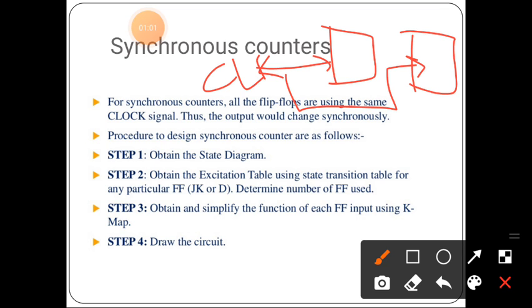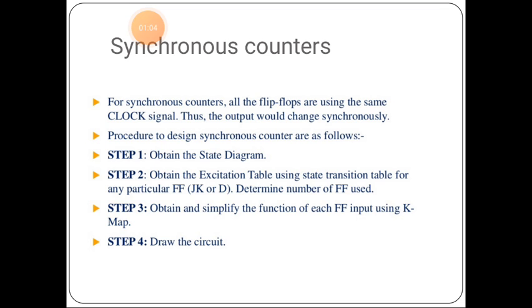Next is how to design a synchronous counter. There are mainly four or five procedures. The first step is to obtain the state diagram, and the second step is to obtain the excitation table using the state transition table for the particular flip flop. That is, if we want to design with a JK flip flop, we need to select the JK flip flop excitation table. Then determine the number of flip flops used.